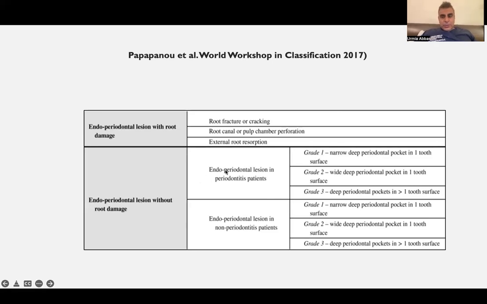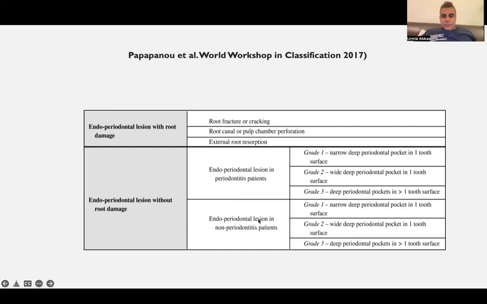Where in a periodontitis patient, if you have these lesions, grade 1 is a narrow, deep periodontal pocket in one tooth surface. Grade 2 is a wide, deep periodontal pocket in one tooth surface. Grade 3 is a deep periodontal pocket in more than one tooth surface. So if you see, the words are a little different here, narrow, deep, and then wide, deep. So this is how it varies in different grades.